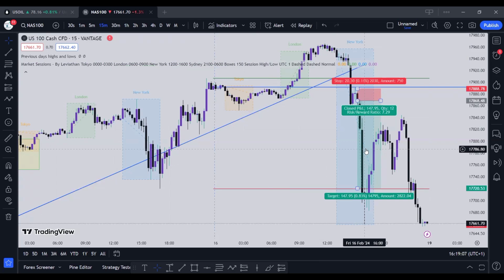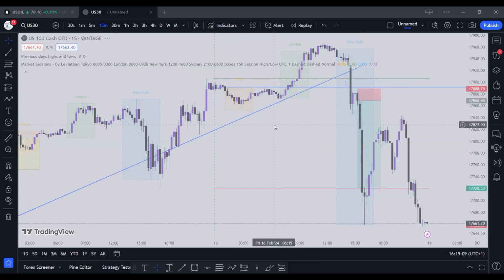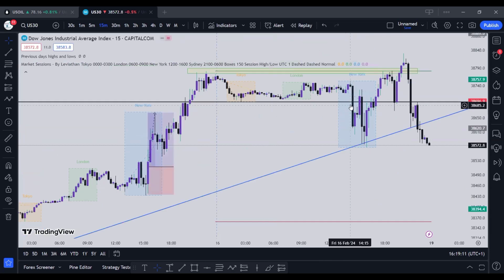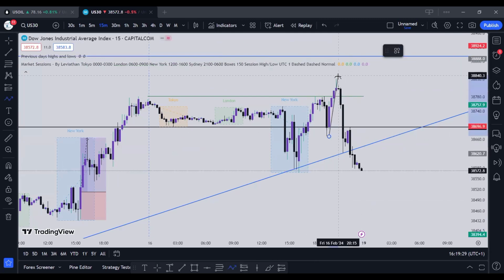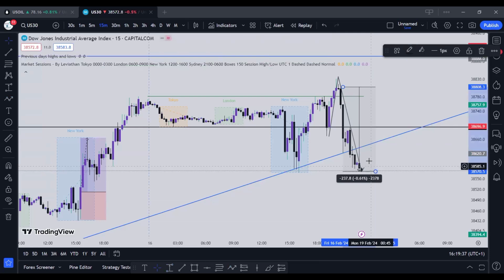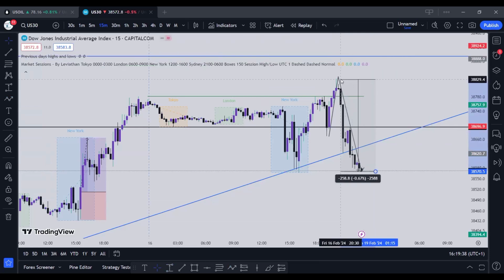Very good trade. Clean trade. Now look at US30. When the market was falling heavily on NASDAQ, US30 was not doing anything. Why? Because US30 had not gone to the high of the previous day yet. So guess what happened when the market went to the high of the previous day? It didn't waste time. Bam. It dropped how many pips? It dropped 230 pips. Sorry, 250 pips instantly.